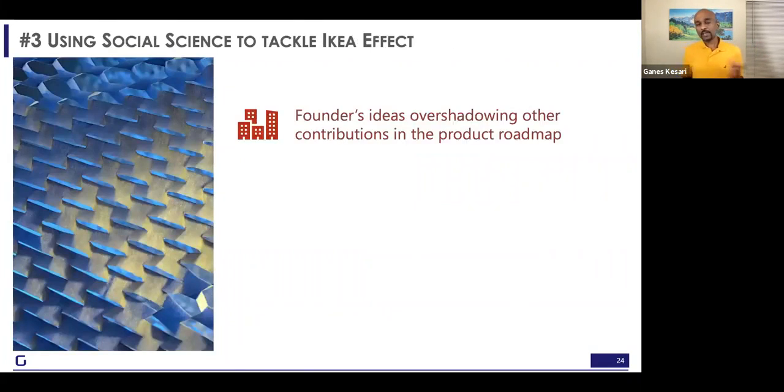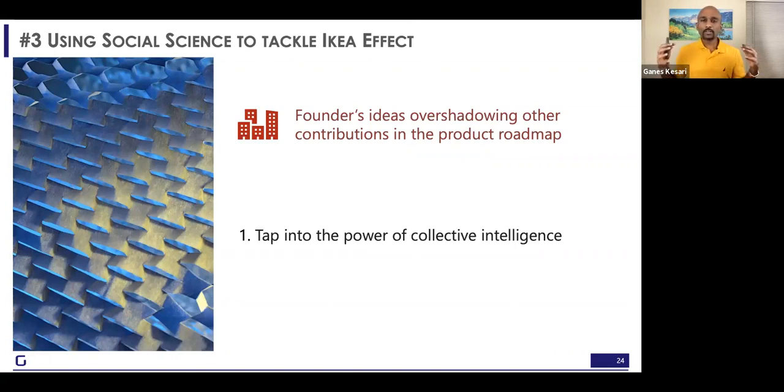Final social science to tackle the IKEA effect. We talked about how founders' ideas could overshadow others' contributions. Recommendation 1 is to tap into the power of collective intelligence. Collective intelligence is kind of like the wisdom of crowds. You bring together groups of people and you ask them for opinions. Then you get all these opinions together, and then you make a decision.